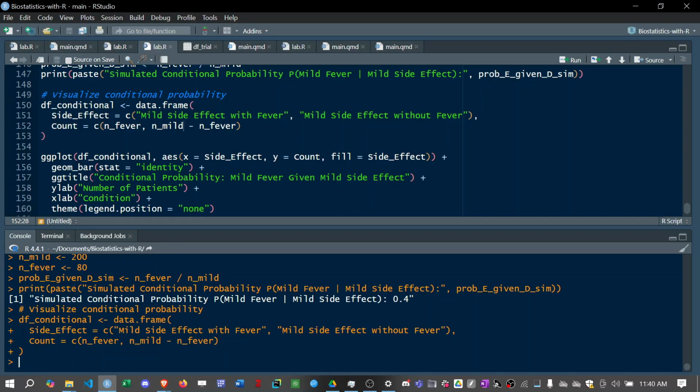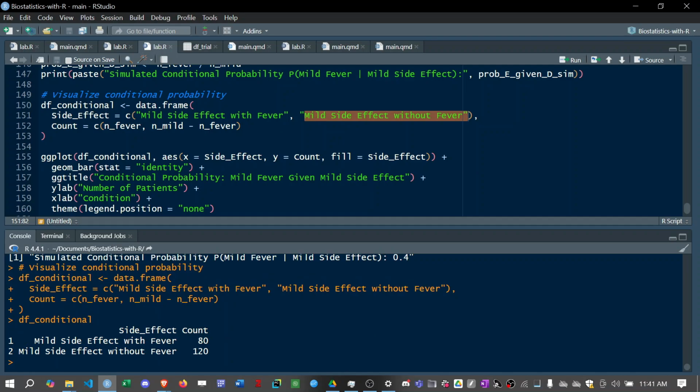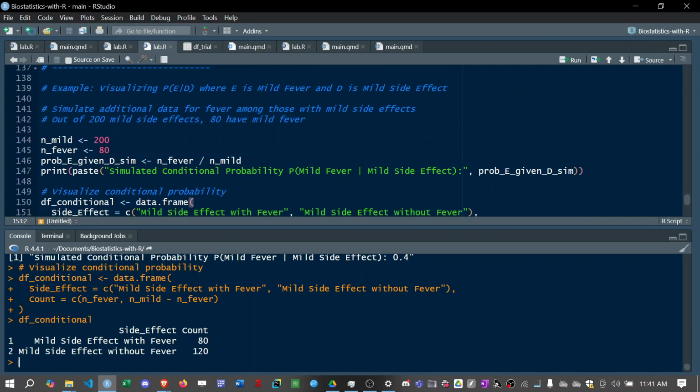So I'm going to create a data frame now with two columns, side effects and count. This data frame is going to have mild side effect with fever and mild side effect without fever. So let's just call it df conditional. So you can see now we have a simple table here. We have two events, mild side effect with fever and mild side effect without fever. Those with mild side effect with fever are 80. Why those? Because out of 200 of them who have mild side effects, 80 have mild fever. So we subtract 80 from 200, and we have 120 of those without mild fever.